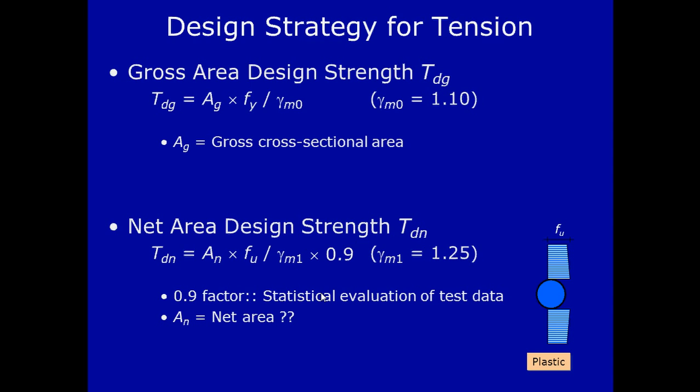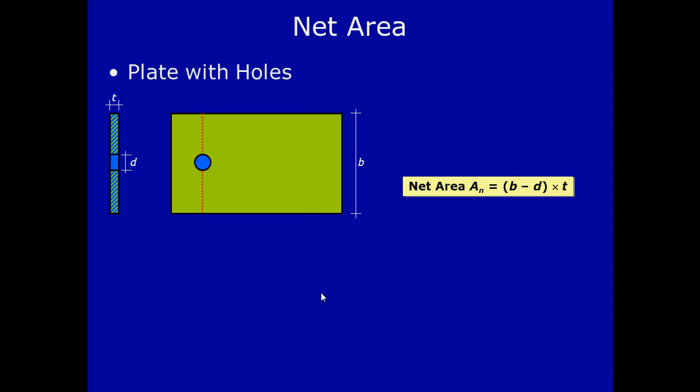Now how to calculate the net area? Let us consider a plate with one hole. This is the cross sectional view, where we can see that the hole is represented by this diameter d. Small t is the thickness of the plate, and small b represents the width of the plate. So this is the net area of this plate.